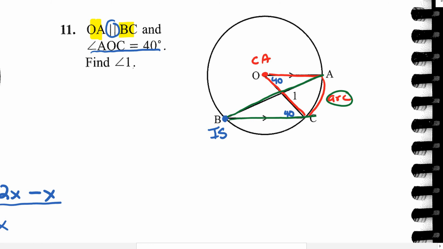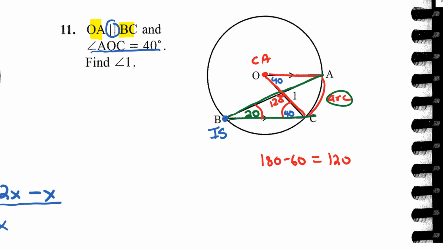So that means the inscribed angle is half the value of the central angle. So this has to be 20 degrees. If that's 20 degrees, then we know that this 20 and that 40, that's 60 degrees. So 180 minus 60 is going to be 120 degrees. So this has to be 120 degrees for that particular angle right there.